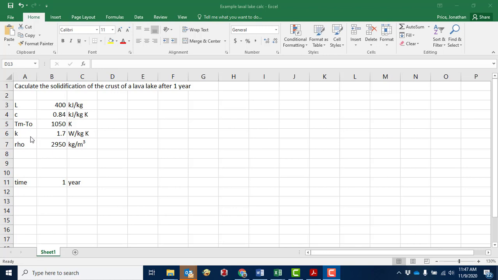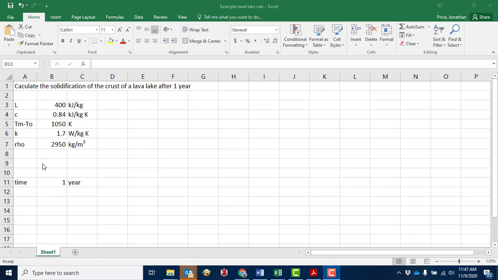The thermal parameters, besides the specific heat, are also going to be the conductivity. Conductivity is going to be 1.7 watts per meter degree Kelvin. And for the density of basalt, I'm going to use 2950 kilograms per meter cubed. So that's the recommended value from the book.